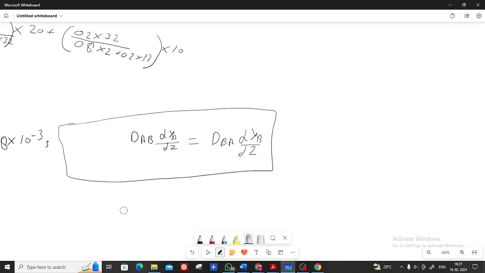So we have this relation, sir, I think for the binary mixture. That is, diffusion of both the species is the same, but they are in opposite directions. That is correct. DAB into dYA upon dZ is equal to DBA, basically DBA. So you are saying this. If we write it like this.